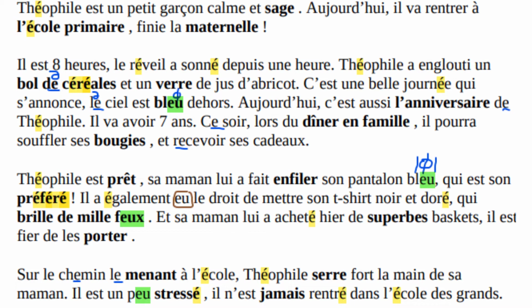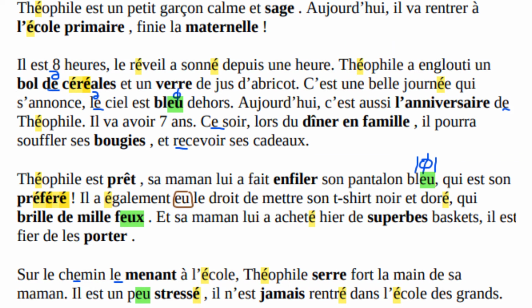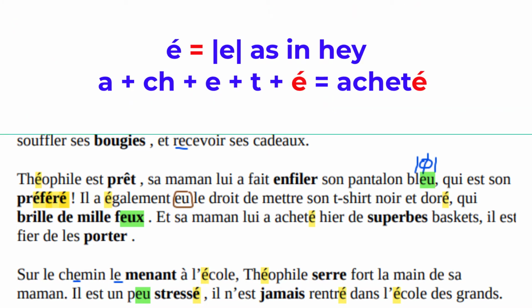Can we hear the A sound? There we have our accent aigu. Qui brille de mille feux. So let's note we can have our EUX as well to give us the sound E. Et sa maman lui a acheté hier. For acheté, we have the E sound there, the ordinary E that gives the sound E, and we have our accent aigu there. Can we see the accent on top of the E?